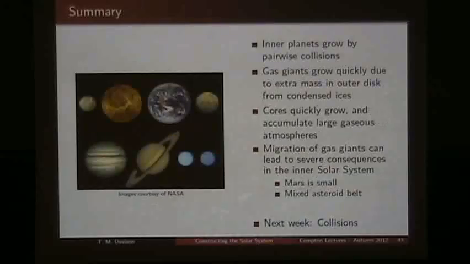And at that point, I'd just like to summarise what we've spoken about today and finish the lecture. So we've learned that the inner planets grew by just pairwise collisions, similar to the way the planetesimals and asteroids grew in the early solar system. When you're doing this modeling, you've got to start with the mass distribution.